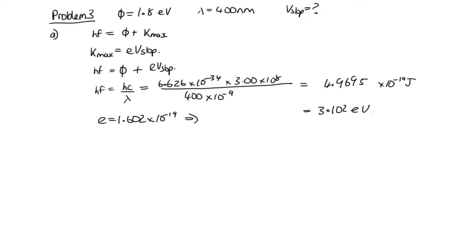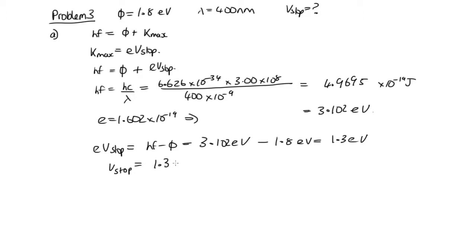Okay, so that tells us that EV stop, just going back up to this equation and rearranging it, is equal to HF minus phi, which is equal to 3.102 electron volts minus 1.8 electron volts, which is equal to 1.3 electron volts. And so this tells us that the stopping potential is equal to 1.3 volts.